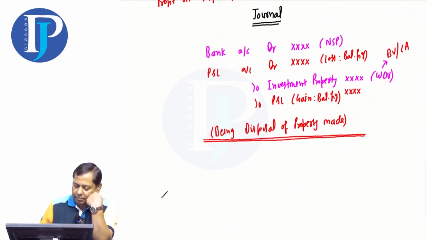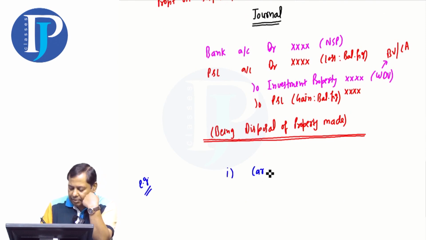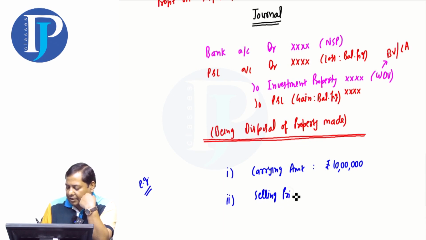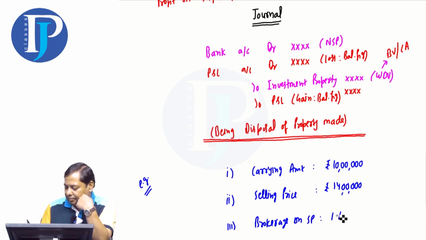Write an example. I have the carrying amount, 10 lakh rupees. I have the selling price. Let's say 14 lakh rupees. Brokerage on the selling price is 1%.